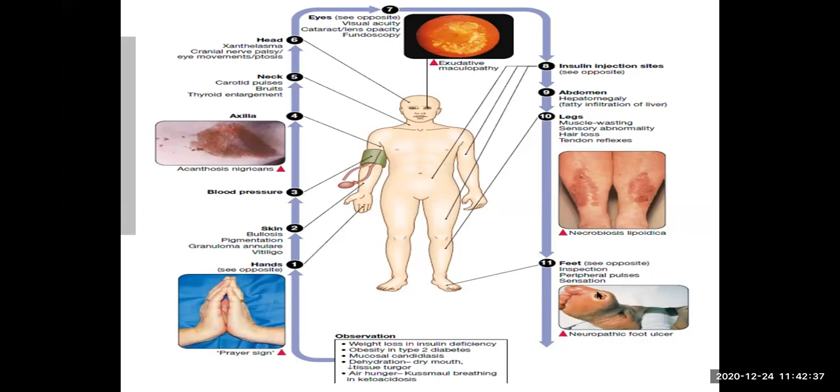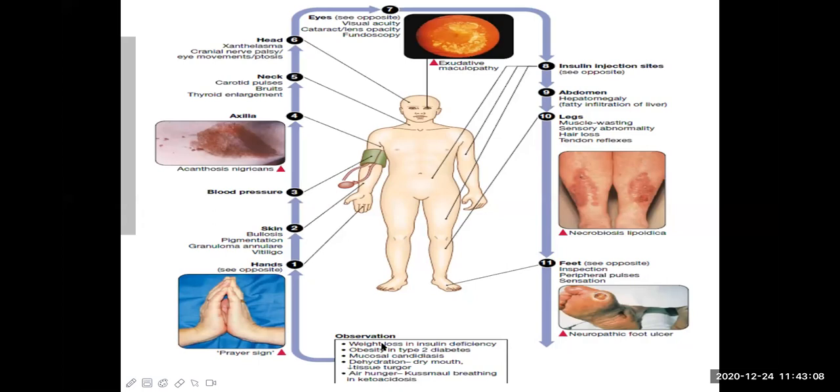And never forget to examine for sensation. Perform the central nervous system examination. Look for touch, pain, and temperature. And who knows, if the person is having neuropathy, those sensations are decreased. So this is one picture which is showing neuropathic foot ulcer here. Because of severe loss of sensation, this ulcer is formed.